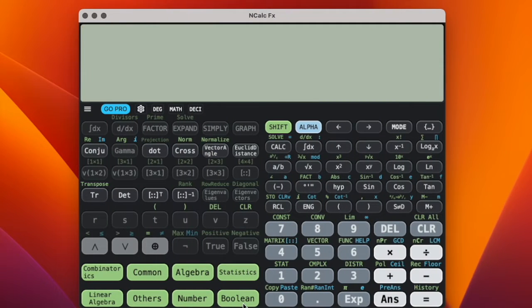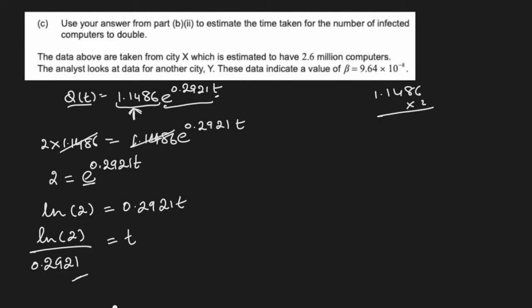That's what we will put in a calculator. So let's see. Ln 2, divided by 0.2921, 2.37, okay, 3 significant figures, 2.37 days. So it is going to be t equal to 2.37 days. These are the days in which the number of computers infected by the virus will be doubled.